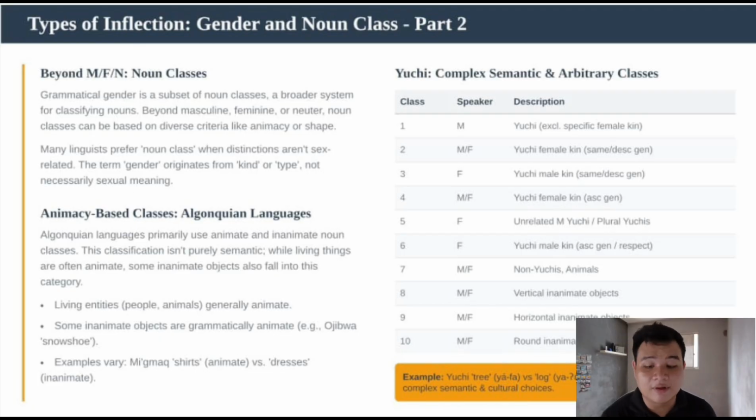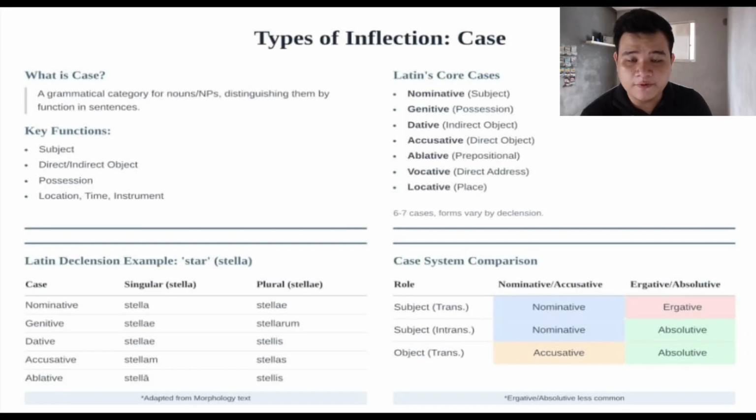This shows that noun classes are not only grammatical. They also reflect how a culture views relationships, people, and the physical world. In short, noun classes teach us that grammar is deeply connected to culture, society, and how people organize the world in their minds. Okay, so let's move on to the next slide.